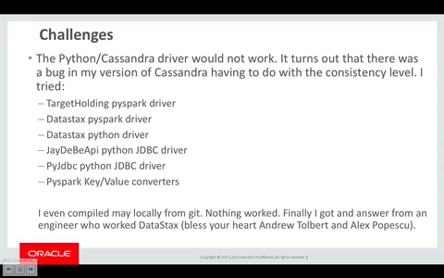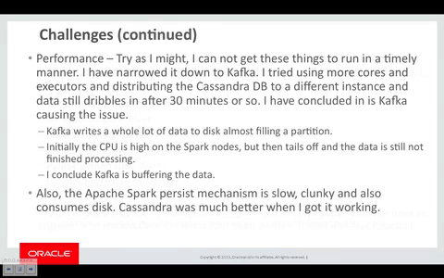Nothing worked. I compiled these locally. I brought them down from Git. I installed them locally. I did everything. Finally, an engineer from DataStax on a group email answered the question and found out there was an actual bug between Cassandra and the different drivers that involved the consistency level. So that was joyous. It took me at least 3 or 4 days to figure that out.